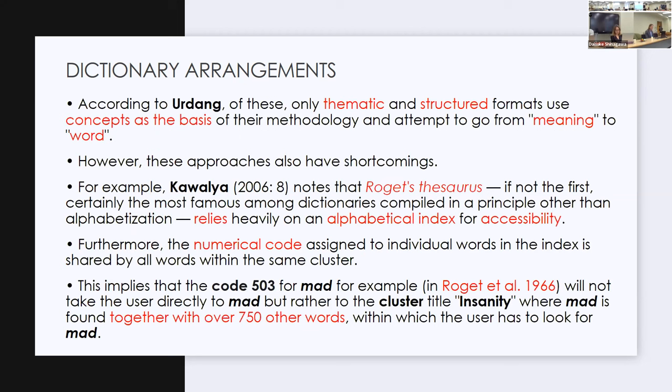Now, Kavalia, some of whom may know Theo Kavalia, he works in Uganda, in his MA studied Roget's Thesaurus, and he actually proved that even Roget's Thesaurus relies heavily on the alphabetical index to be accessible. And it uses numerical codes. So if you want code 503 for math in the dictionary, you actually have to go to a cluster which has a big topic title, insanity. And then together with 750 other words, you will find some info on math. So good luck with that.